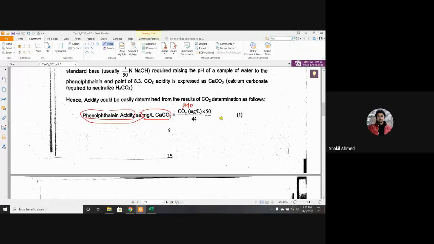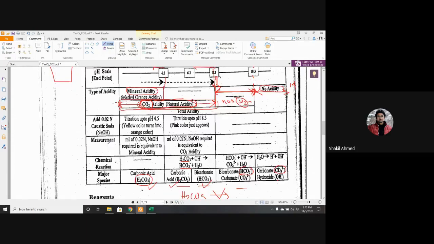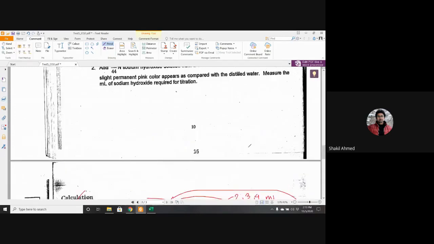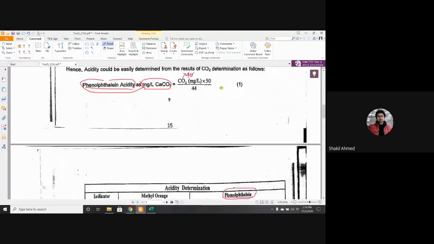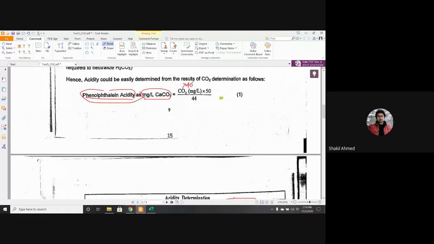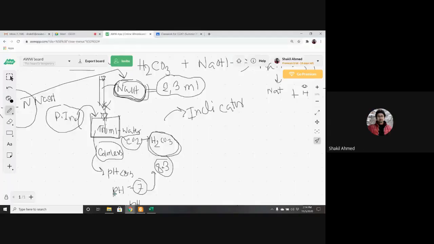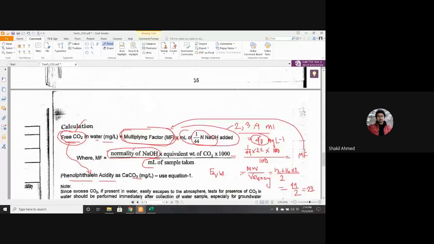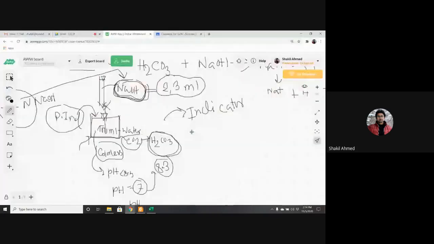So this is acidity. Once you know the carbon dioxide concentration is 40, for example, this is a hypothetical value, you put it here, and you'll get what? The phenolphthalein acidity in this sample. Okay, now you have to be careful about one thing.